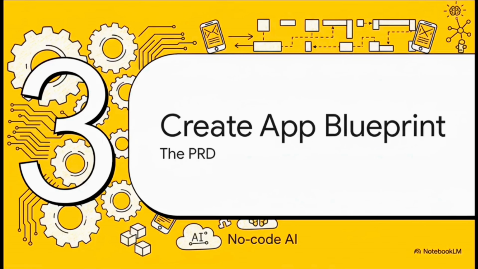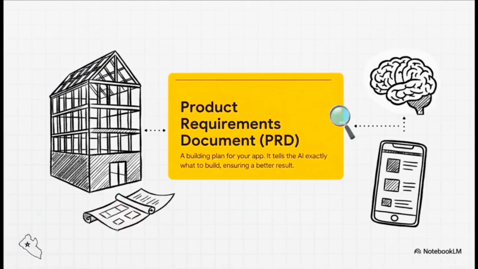Now, once you have that solid idea, it's time to draw up a blueprint. In the tech world, we call this a Product Requirements Document, or a PRD for short. And believe me, this planning step is absolutely crucial. So what the heck is a PRD? Think of it just like a plan for a building. You wouldn't let a contractor start building a house without a detailed plan, right? Of course not. And you shouldn't try to build an app without one either.